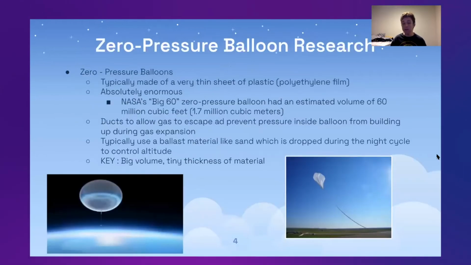The main point of research we did in this project was around zero pressure balloons. These are typically made of a very thin sheet of plastic or polyethylene film, which is what we decided to use for this project. They are extremely big, as you can see in the bottom right-hand corner with the NASA Big 60 zero pressure balloon. They have ducts that allow gas to escape and prevent pressure from building inside the balloon. And they drop a ballast-like material to stay at the altitude during the nighttime.